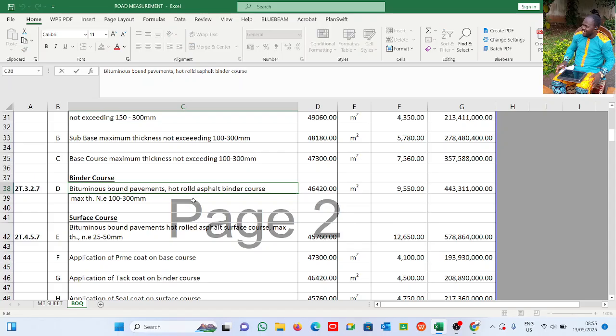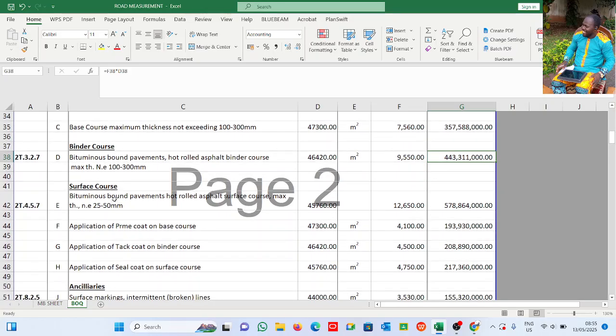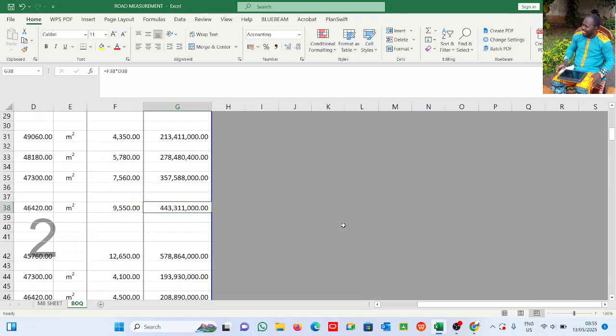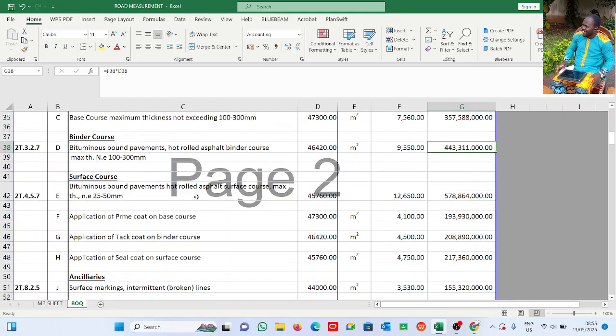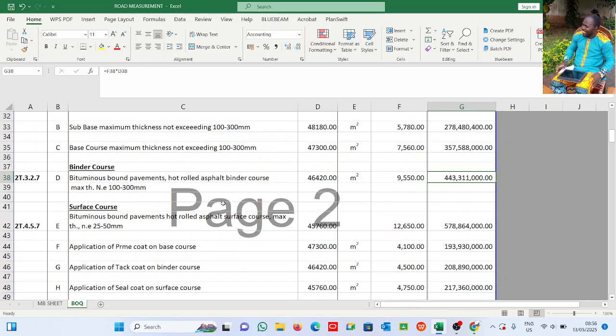This is road. Right, this is the rate, this is the quantity. The same thing for the surface course. And everything I have there, I just bring them down to this bill of quantity. These are the quantities we measured at this point here, and I just put this rate. Now for the surface course, and this is a prime coat, this is the application of tack coat, this is the application of seal coat, and then the ancillaries. These are what we have for the road and pavings.